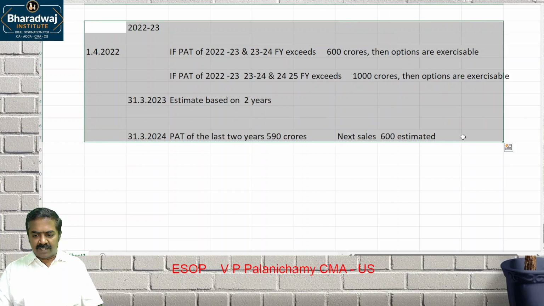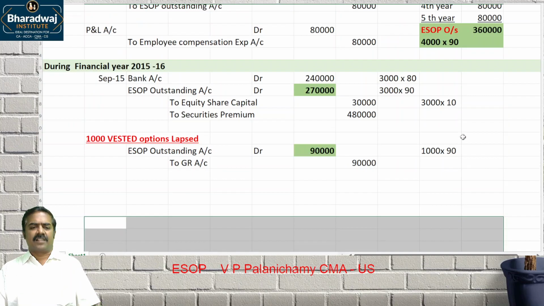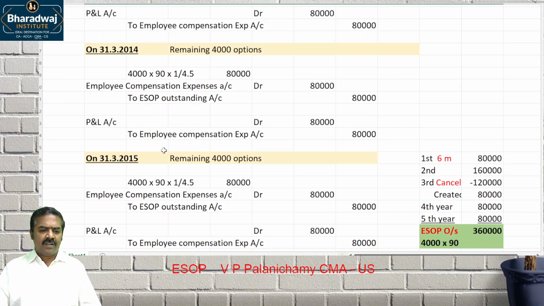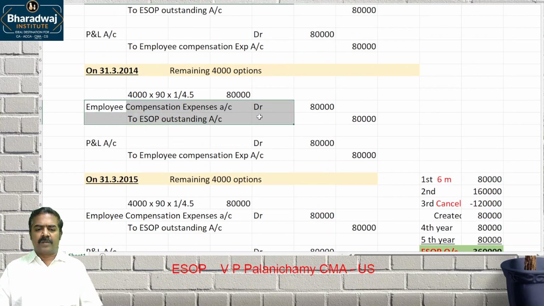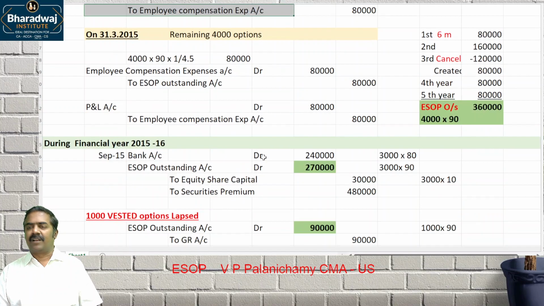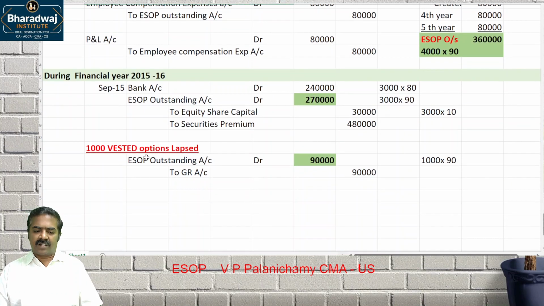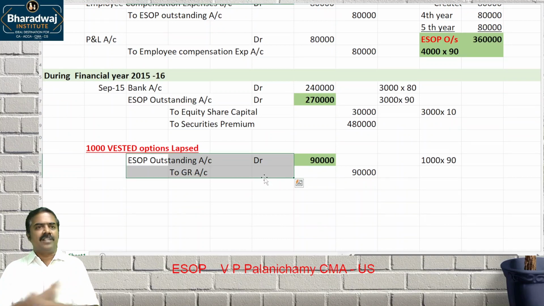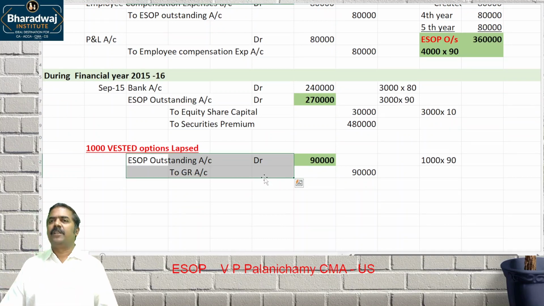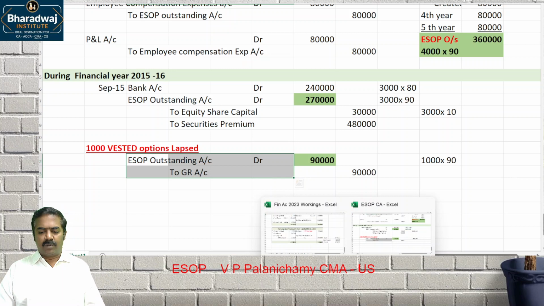How to apply this, sir? We'll directly go to the example. Journal entries are the same. Journal entries are not going to be different. When options are created, what entry will you pass? Employee compensation account debit, ESOP outstanding credit. Then charge it in the P&L account. When the options lapse, transfer to the general reserve account. All of that is the same. Entries are same. Only estimates are going to be different. How to do it? We'll see.